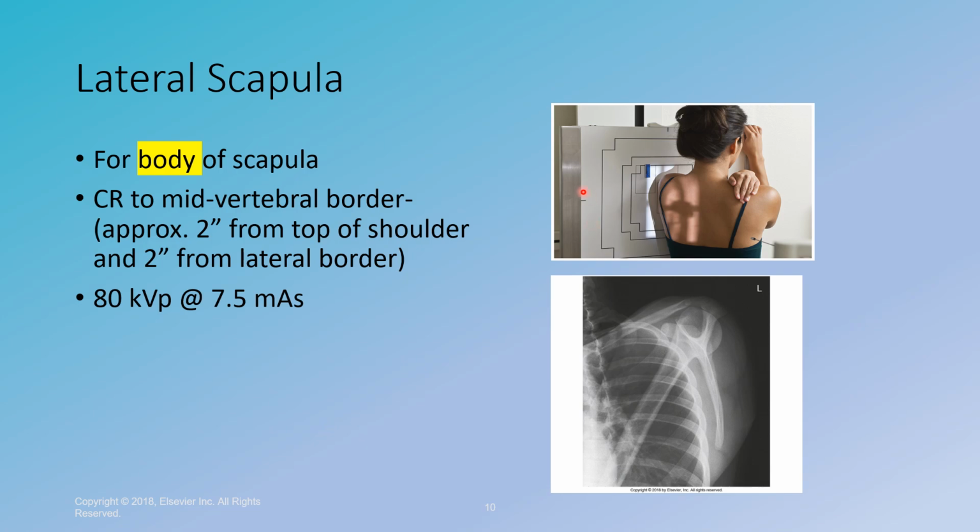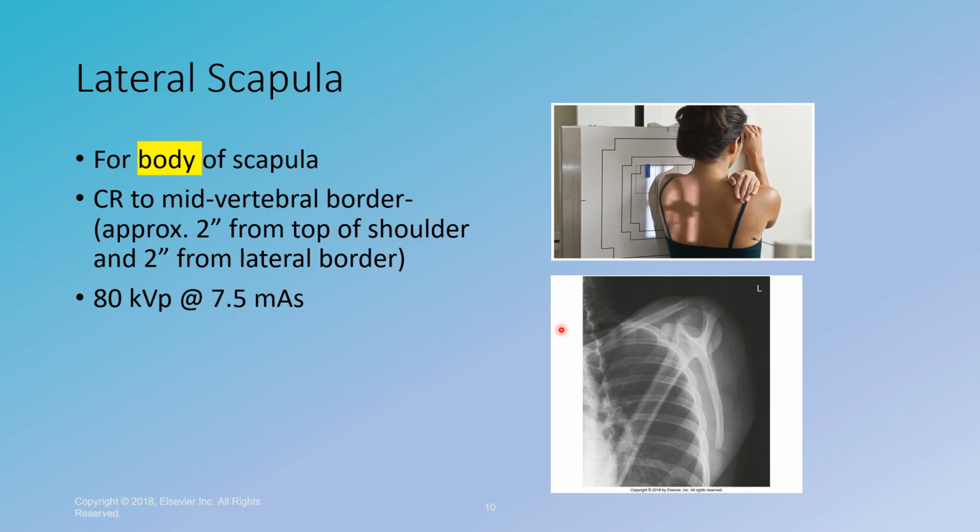So this is figure 5.102 on 207, and this is 5.103. Both of these are done to look at the body of the scapula. So the patient is facing the board. They reach across their front of their chest and they grab the opposite shoulder. And what that does is pulls the body of the scapula away from the thoracic cavity.